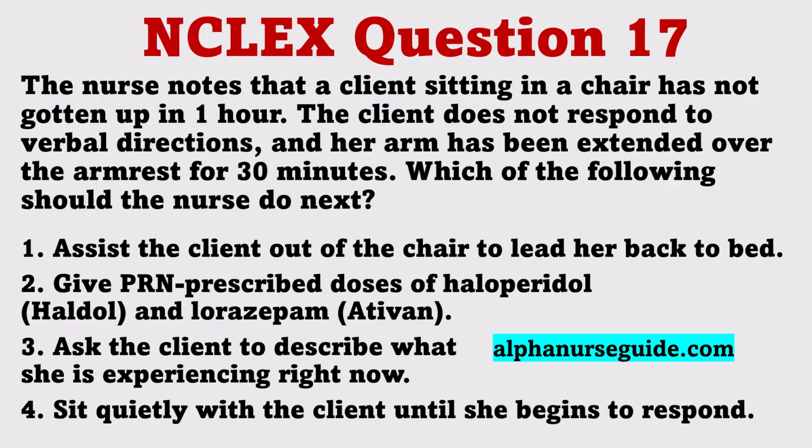The correct answer is 2. The client is exhibiting catatonic behavior, an acutely serious result of severe anxiety and psychosis. In this situation, the nurse needs to administer the PRN-prescribed doses of haloperidol and lorazepam. They can be given together safely. Assisting the client out of the chair to go back to bed, or sitting quietly until the client responds, ignores the seriousness of the client's condition. It is unlikely that the client can describe what is being experienced.